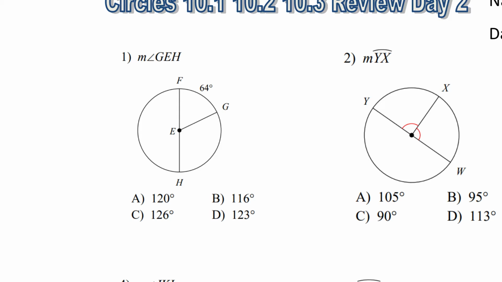Okay, so on number 1 here, it's asking for the measurement of angle GEH. So GEH is this angle right here. All right, so if you think about it, from F around to H, how many degrees is that? 180, right? And so if this is 64, how am I going to find this from here to here? Yeah, just subtract. I'm just going to go 180 minus 64. And that gives you 116.